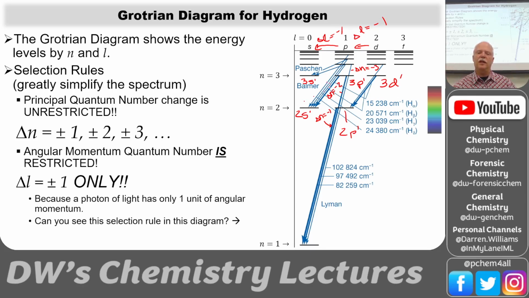Now, what would be one that would break this selection rule? Well, let's say we found a weak transition up here that went from F to P. If we saw those two levels connected, then that would be delta L equals minus 2. Now, occasionally you'll find one or two of those transitions, but they're the exception, not the rule. The rule is delta L plus or minus 1. What's allowing those plus or minus 2 or 3 transitions in delta L is spin orbit coupling. The little spin on the electron is coupling with the angular momentum quantum number and allowing some relaxation of the strict L plus or minus 1 selection rule.